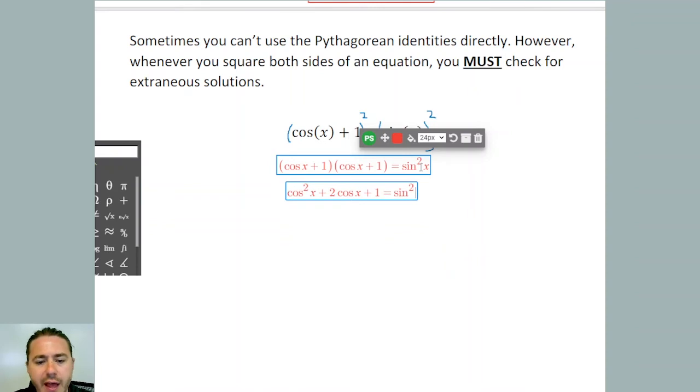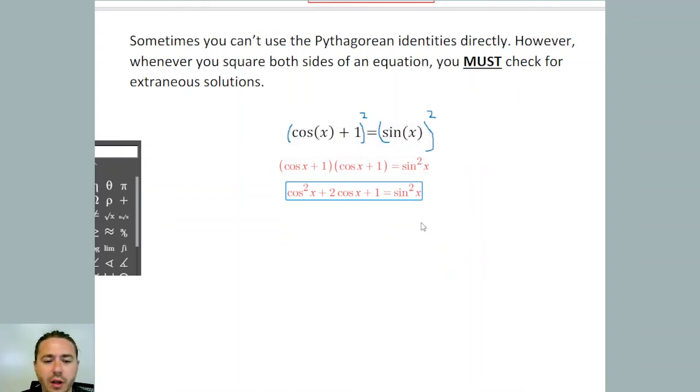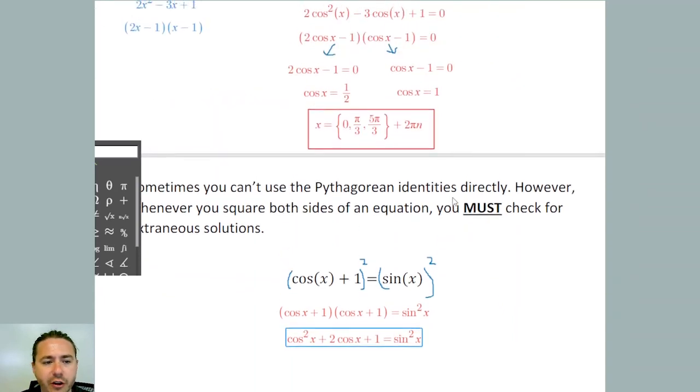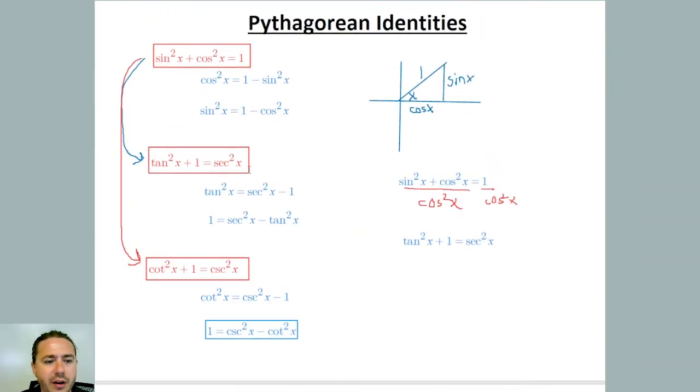Now, we don't want to have different trig functions in the same equation. We want them all to be the same. So we need to change the sine to be cosine. The reason why we don't want to go the other way is if we change this to sine, we're stuck with an extra cosine. So if I change this to be in terms of cosine, then I'll have nothing but cosines in here, and then I can start rearranging and then solve it the way you would normally do it. So let's start by rewriting sine squared x. If I go back up here, I can see that sine squared x is equal to 1 minus cosine squared x. So I'm going to replace sine squared x with this.